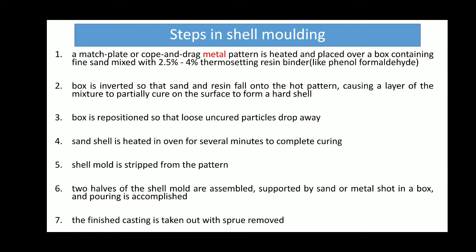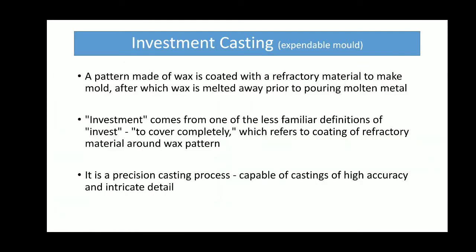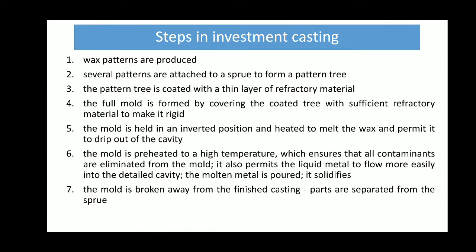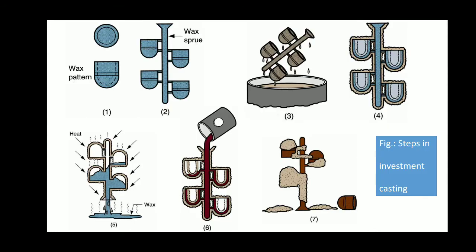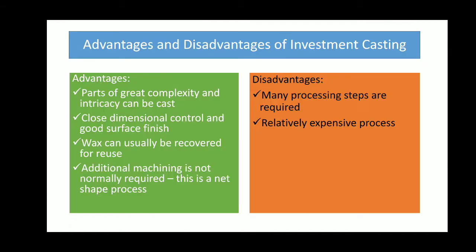In the previous lectures, we have already discussed various expendable mold processes like shell molding. Then we studied investment casting, where we discussed that it's like a lost wax process. That means the pattern is made of wax material, and all the processing steps we have discussed, and the advantages, limitations, etc. Those things also we have discussed.